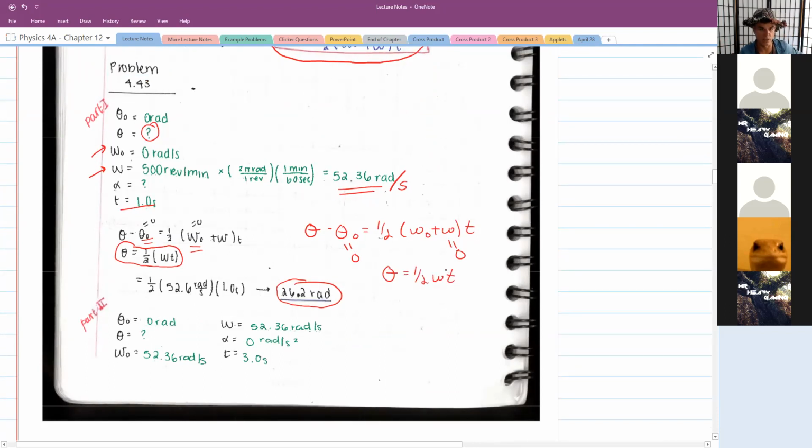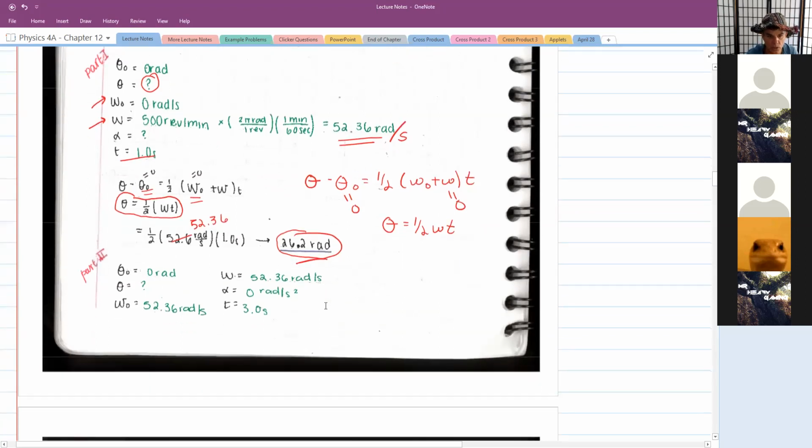And let's just check those numbers. So 0.5 times 52.6 times 1. Isn't it 50? I don't think it's 52.6. Oh, 52.36. Aha. So that was just a mistake. 52.36 times 0.5, so 26.18. So this should be 52.36. But this value here is right.